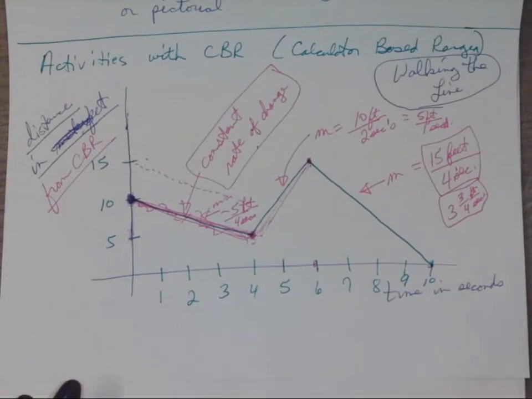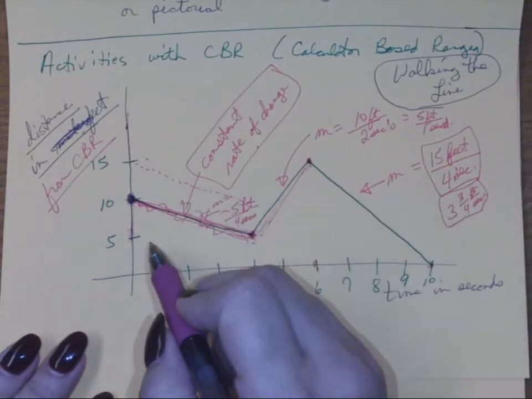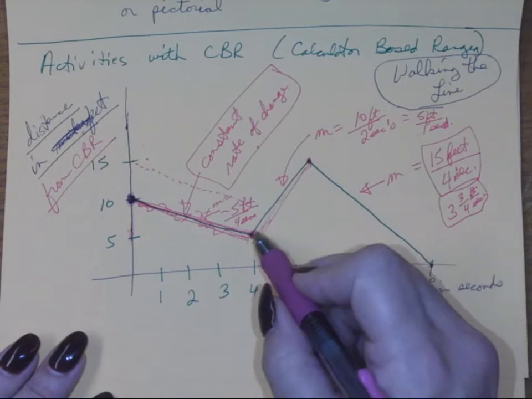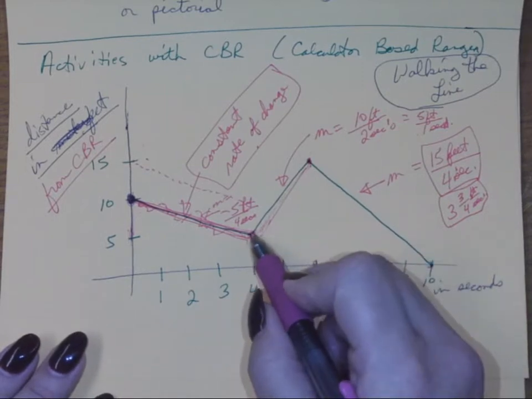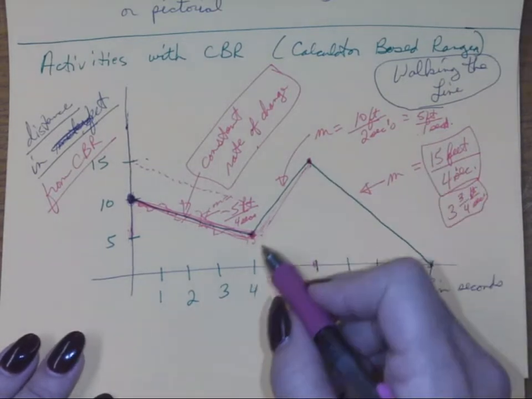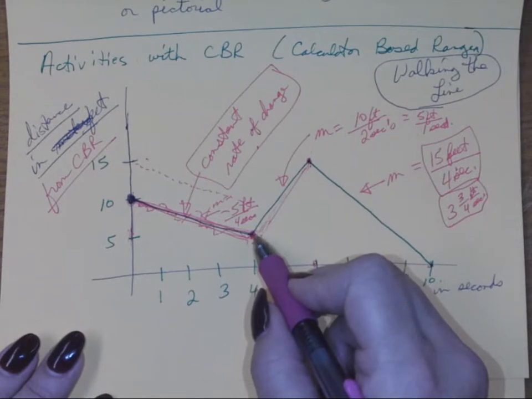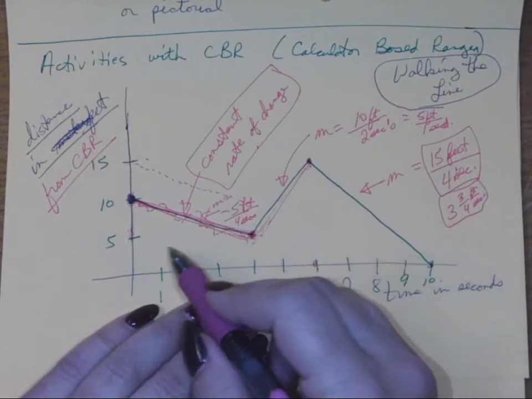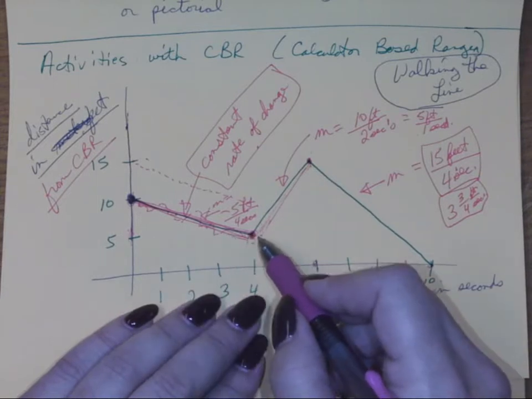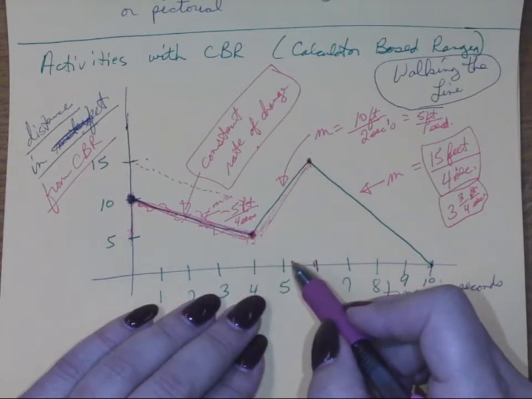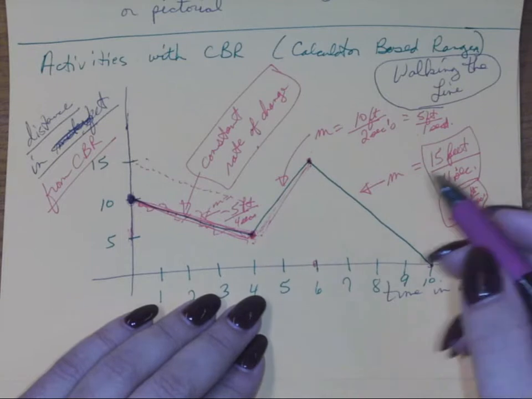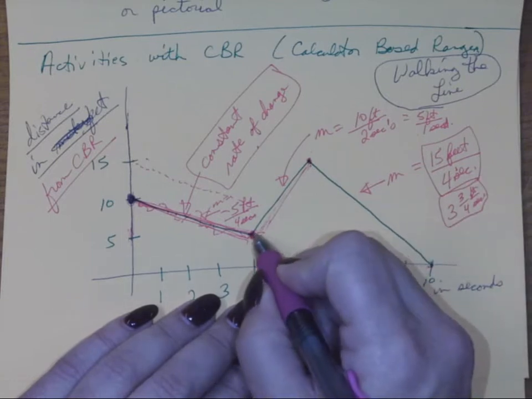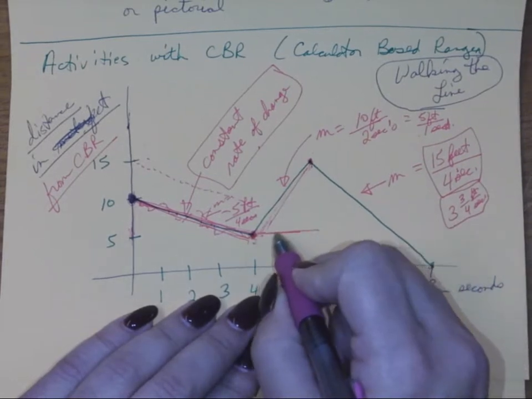Because if they stop, by the way, what happens if you stop? What if I'm standing right here at 4 seconds and I just stand still instead of going away from the thing? What happens to my distance from the CBR? It stays the same, right? I'm still at 5 feet. I didn't move. But what happens to time? Yeah, time's still going, right? I can't control time.